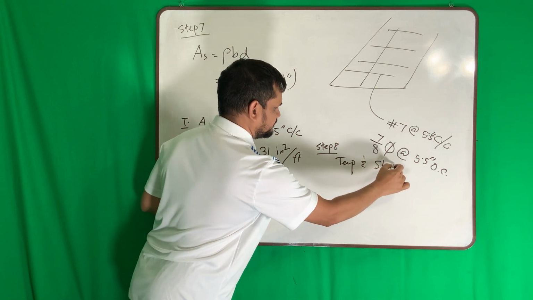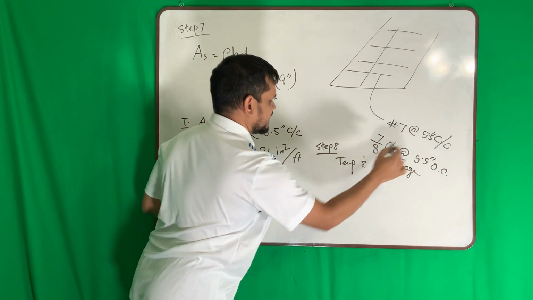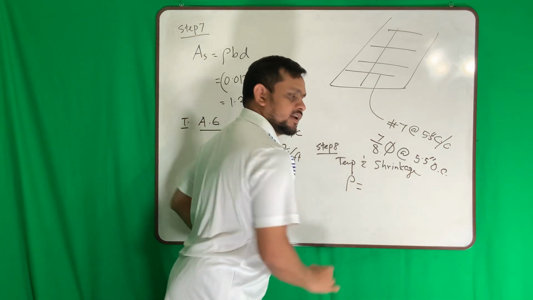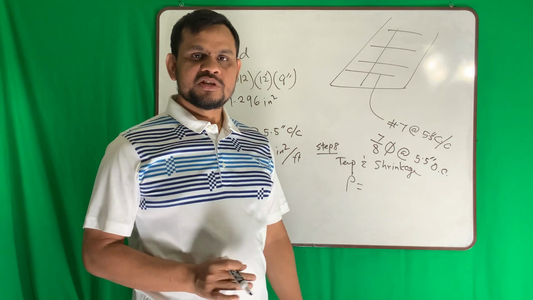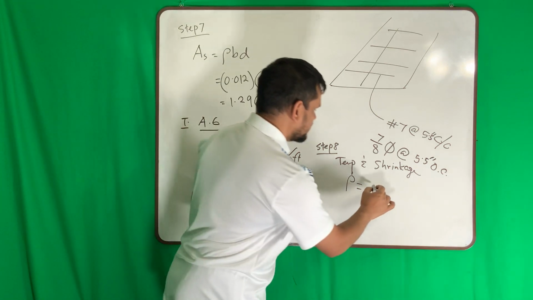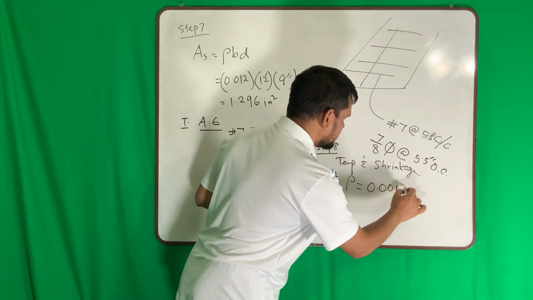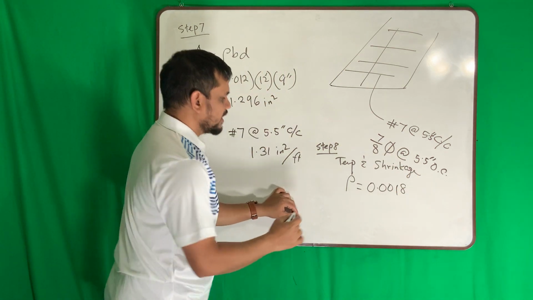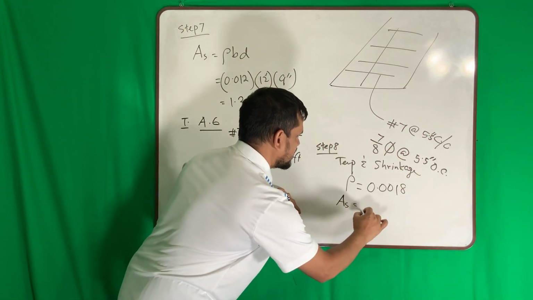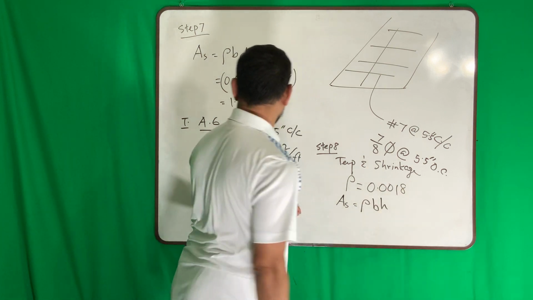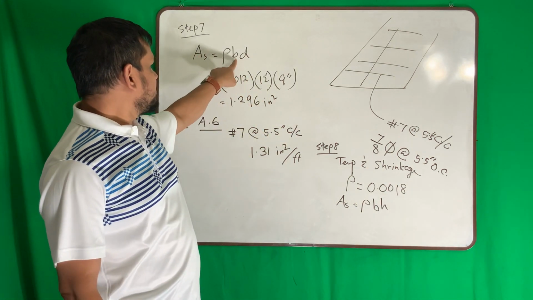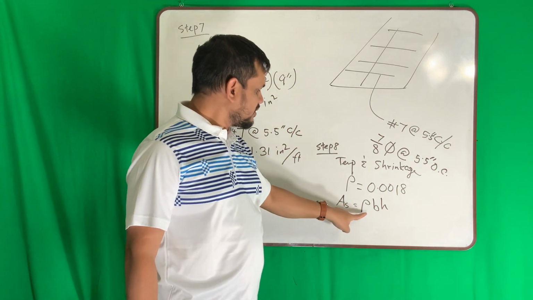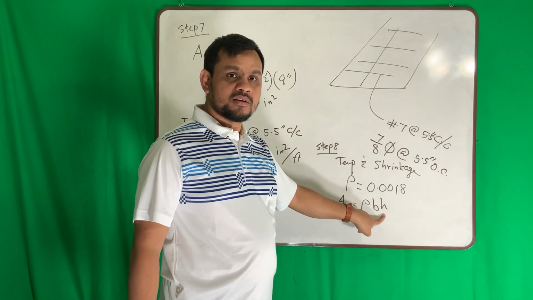Temperature and shrinkage. What is the rho? It is in your book also. For 60 grade steel, rho is 0.0018. Okay, find the reinforcement is rho B is. Something to note. I wrote here rho BD. I wrote here rho B is.